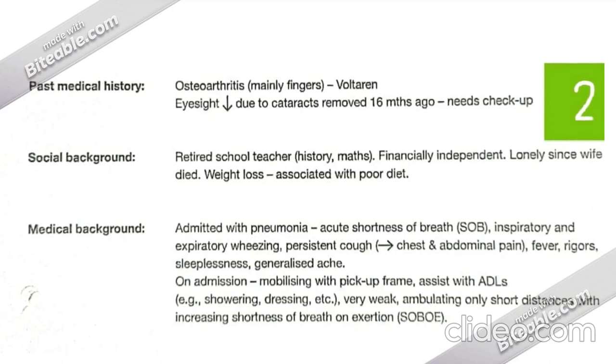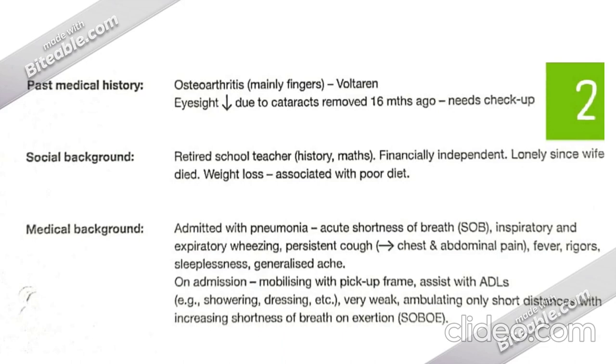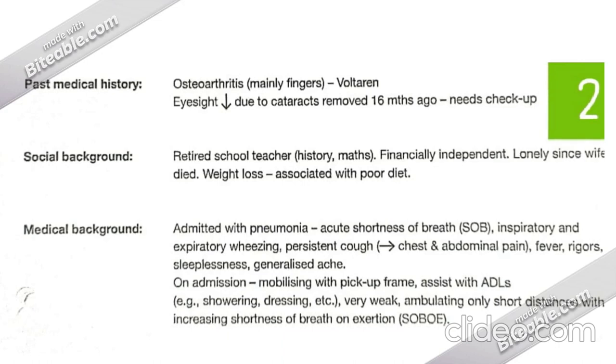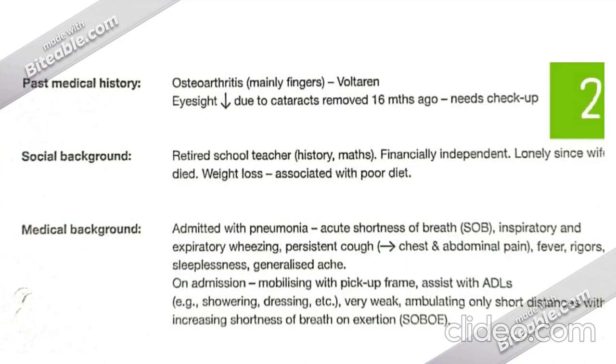Medical background: admitted with pneumonia. So from here we should underline admitted with pneumonia, acute shortness of breath, inspiratory and expiratory wheezing, persistent cough, and chest and abdominal pain because of that, fever, rigor, sleeplessness, generalized ache. On admission, mobilizing with a pickup frame, assisted with daily living activities, for example showering, dressing, etc. Very weak, ambulating only short distances with increasing shortness of breath on exertion.